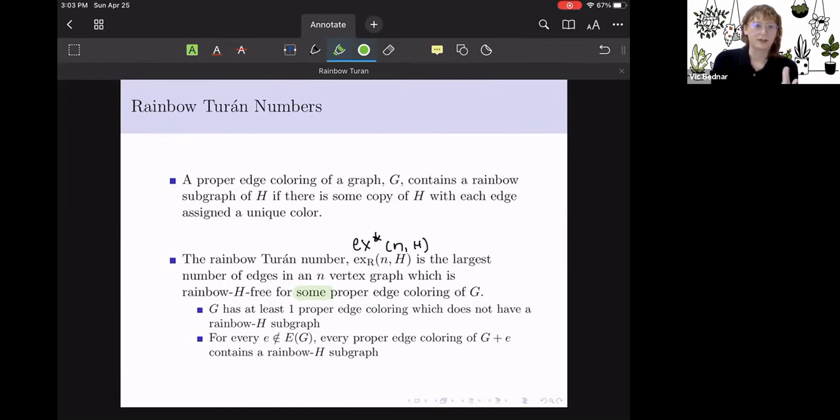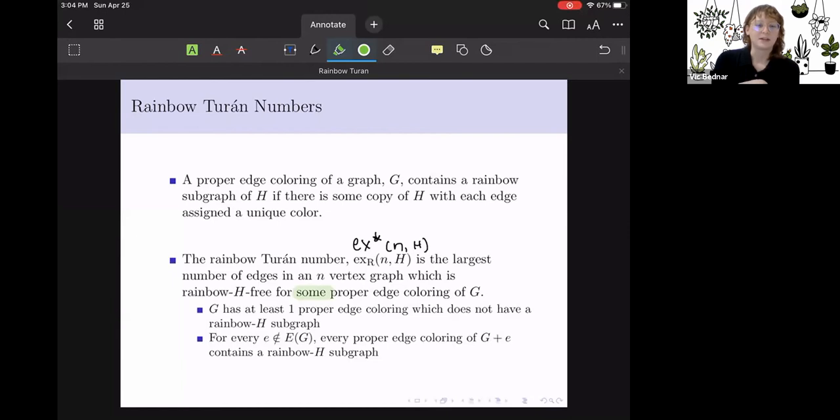There are two things working underneath this definition. The first is what I just said: as long as you have a single proper edge coloring avoiding a rainbow H, this is satisfied. The second half of that is that for every single edge that's not in G that you add to G, every proper edge coloring of that new graph must have a rainbow H. So the second statement here is saying a lot. Every missing edge, once you add it, every possible proper edge coloring has to have that rainbow H subgraph.